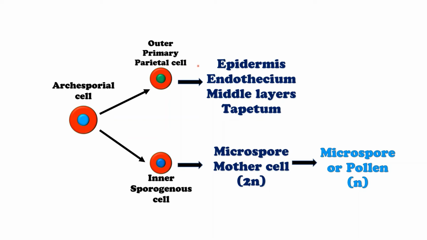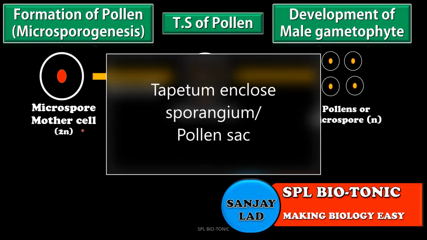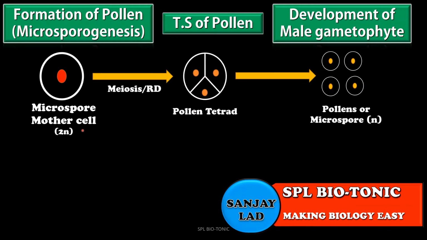This wall of the anther, as we have discussed earlier, is composed of different layers such as epidermis, endothecium, middle layers and tapetum. Students, as discussed, the tapetum encloses the sporangium or pollen sac. It contains microspore mother cells which are diploid in nature. Here 2N means diploid. Each microspore mother cell undergoes meiosis to form a pollen tetrad, which in turn forms 4 pollens. These pollens are haploid in nature.